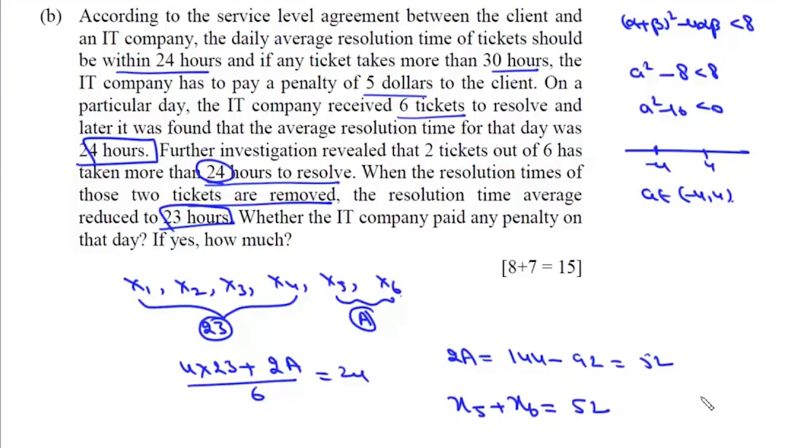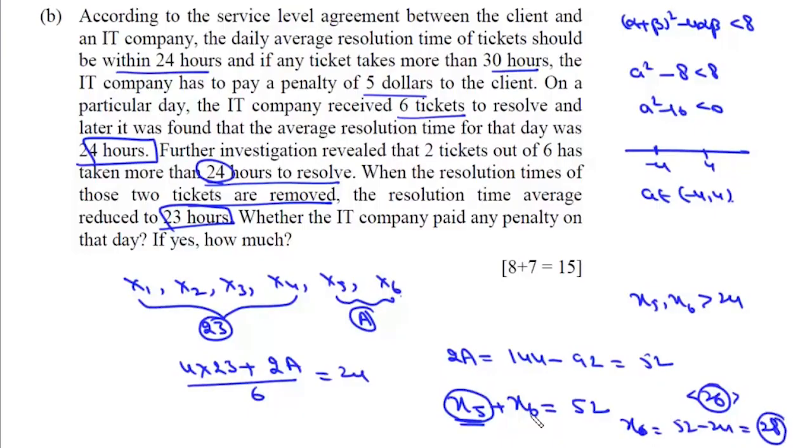And their average is 26. Since the average is 26, one of the tickets is less than 26 and the other ticket is greater than 26. Now we need to find if it is possible for any ticket to have resolution time more than 30. Now both x5 and x6 are greater than 24. So if we take minimum value of x5, then we can say maximum value of x6 will be simply 52 minus 24, and which is 28.